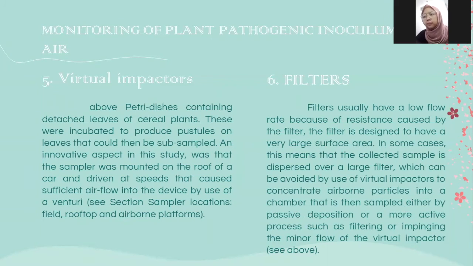6. Filters. Filters usually have a low flow rate because of resistance caused by the filters. The filter is designed to have a very large surface area in some cases. This means that the collected sample is dispersed over a large filter, which can be avoided by use of a virtual impactor to concentrate airborne particles into a chamber that is then sampled either by positive deposition or a more active process such as filtering or impinging the minor flow of the virtual impactor.